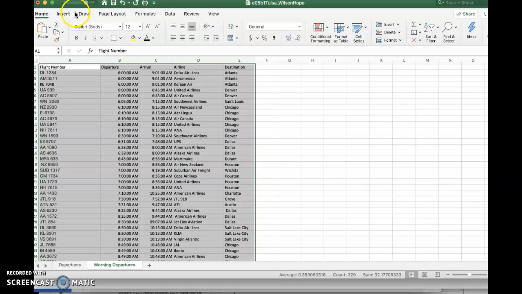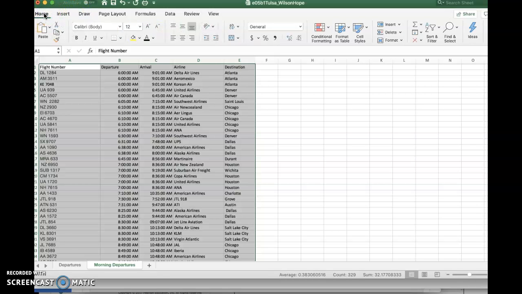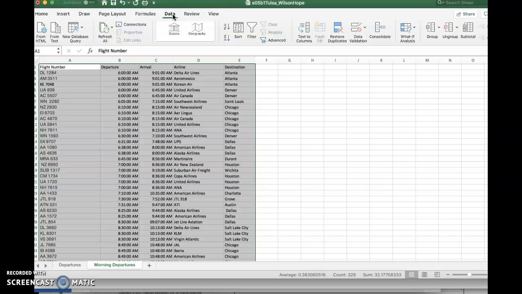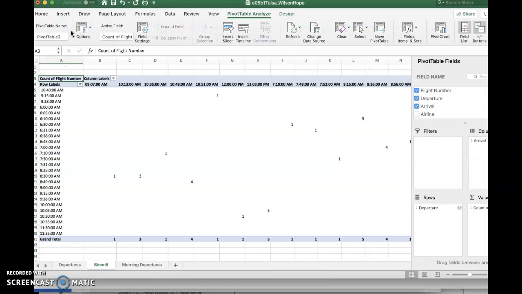So in trying to follow the instructions and put together a pivot table, I realized that no matter what I was doing, I was getting the wrong thing. I could tell. So I went with the recommended pivot tables, and this is what happens. It's kind of a mess.